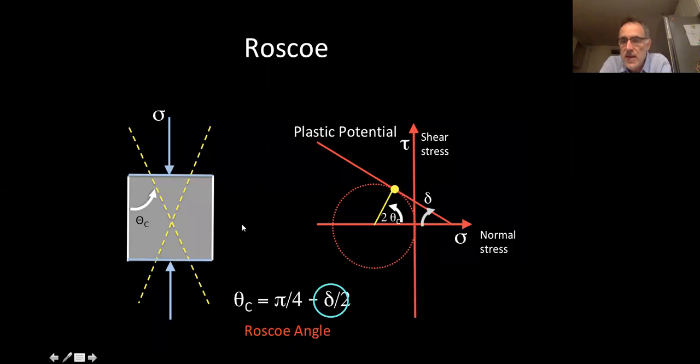The second theory is based on this dilatation that we've just seen. It's expressed in the exact same manner as for the Coulomb theory, but the angle of fracture, theta c, is equal to pi over 4 minus delta over 2 instead of phi over 2, delta being the angle of dilatation. In this case, this is not the yield curve, but rather the plastic potential, because it's the plastic potential that determines the post-fracture flow of the sea ice.